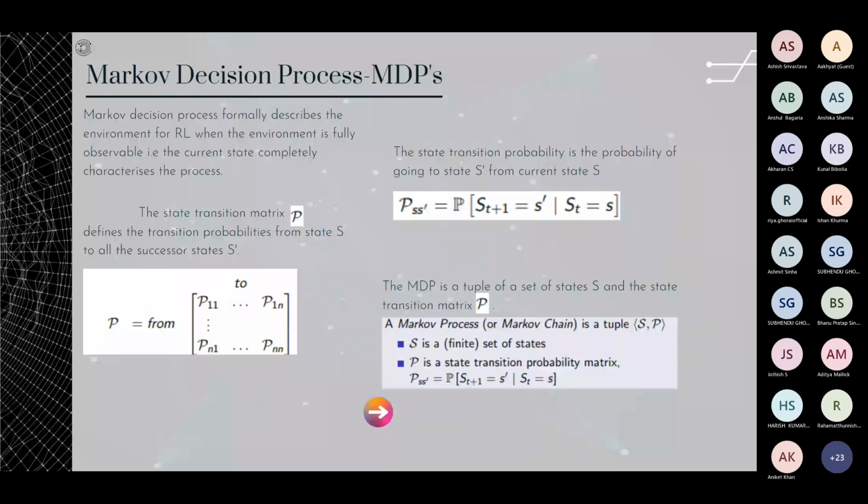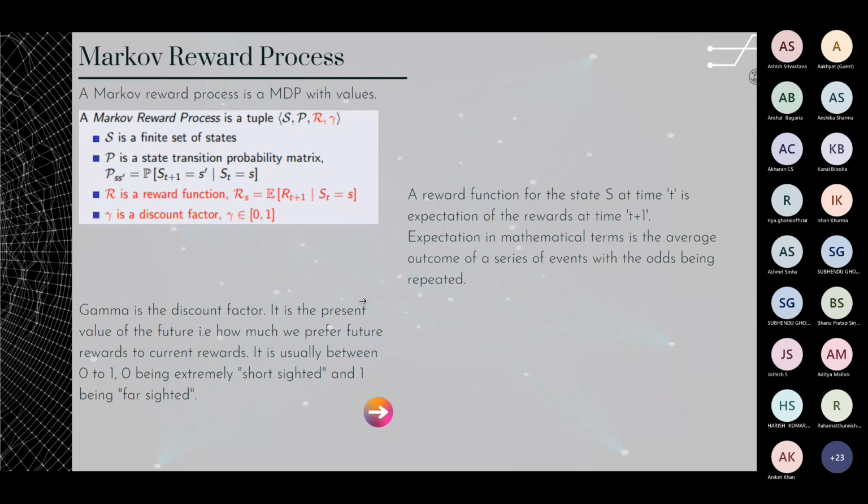A Markov decision process is basically a tuple of this matrix and the set of states that exist for that environment. In any reinforcement learning problem, we are basically trying to solve for these MDPs. We are trying to find the best possible probability model from that particular environment.